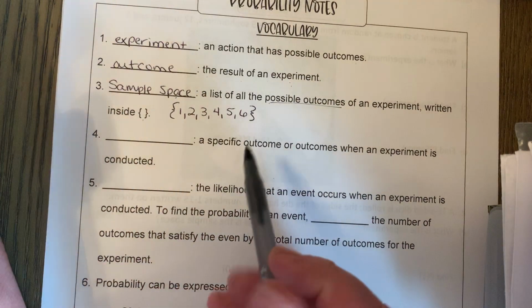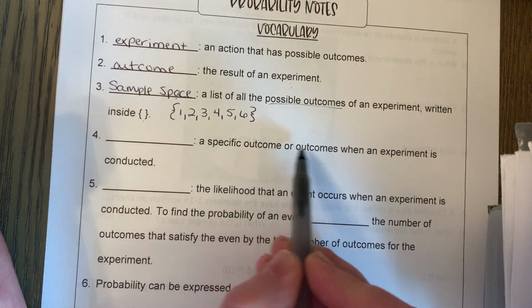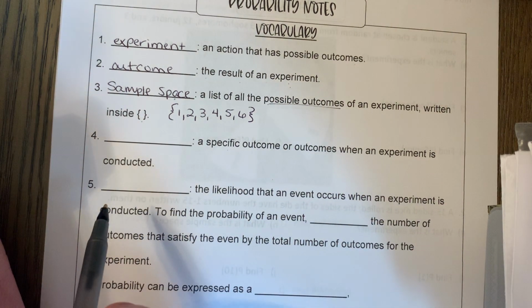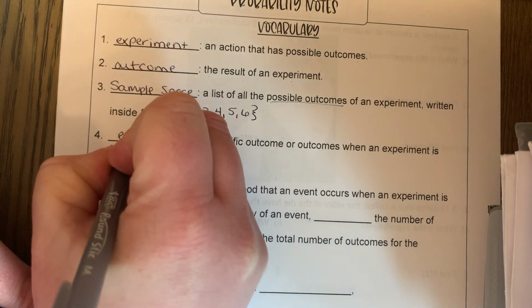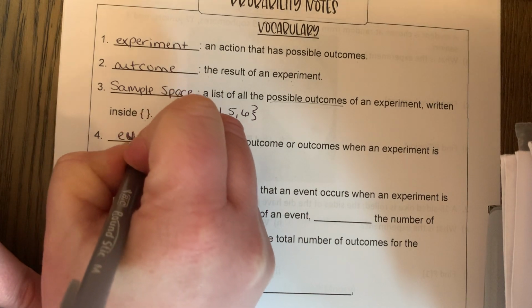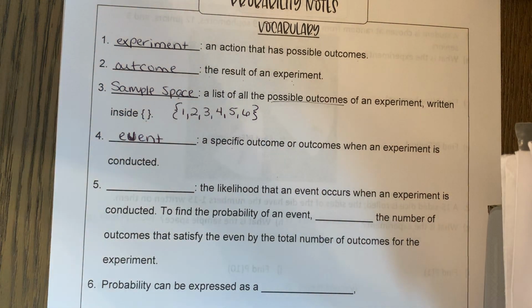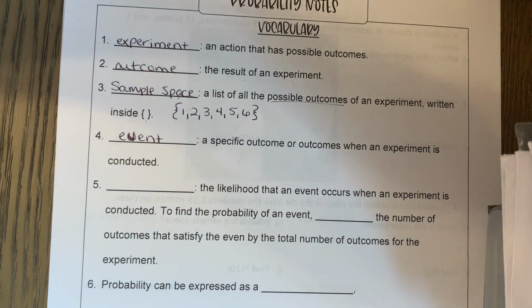Right, number 4, a specific outcome or outcomes when an experiment is conducted. This is what we call an event. So an event is a specific outcome. If I asked you, what is the probability that you roll a 6? That 6 is the event that I want to occur. That's the outcome that I want to happen.